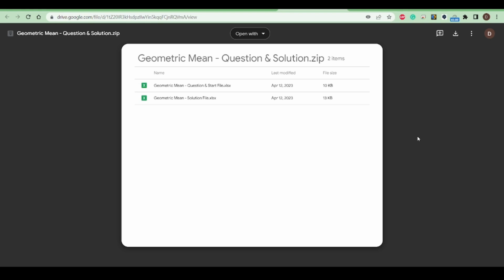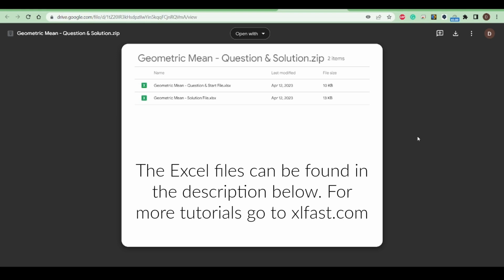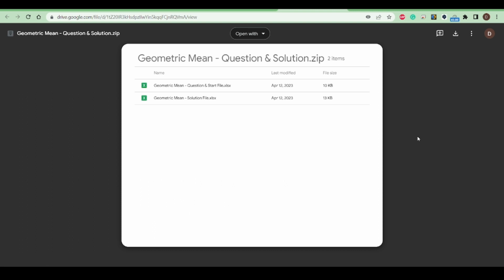In this example, we will work out the compound growth rates. We've got two separate types of problems. The first problem is when we're given a number of different growth rates over time. And the second problem is when we are given a start value and end value, and we are asked to work out the compound growth rate. So can you start by downloading the start file?